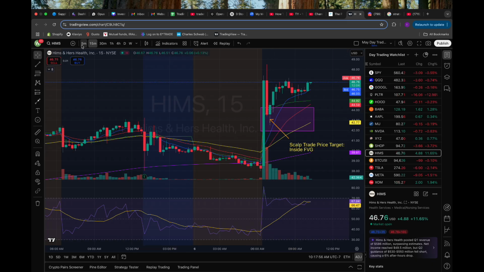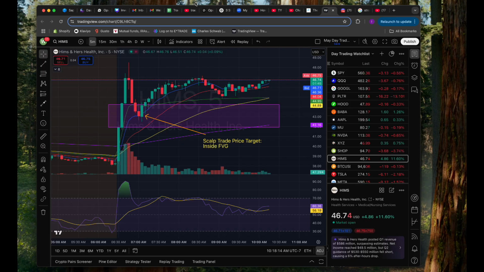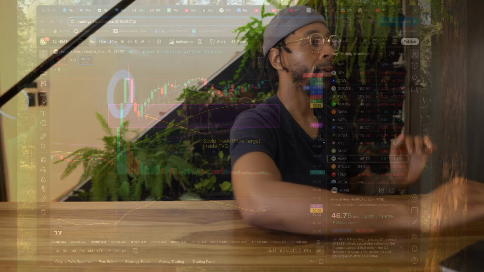All right, if we go to the 5-minute, it came down to the VWAP, and then it came down to the 9 EMA, and then it ended up bouncing off and going to the upside, right? So that is how I would play that one right there. All right, so like I always say, it doesn't matter the stock. It just matters about the actual patterns that we're looking at, right? So that's how I like to look at it.